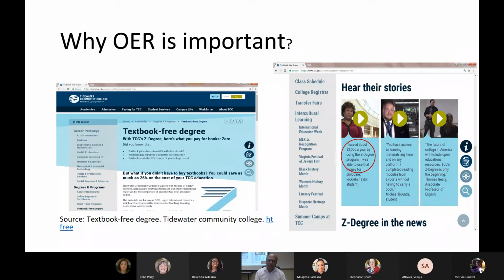I'll give some examples. Some institutions introduced textbook-free degrees, and students actually liked it. They had a better experience, and they said they could save that much money for the year, so they could spend this money on household things. So there is that story; open educational resources are actually very good for students.